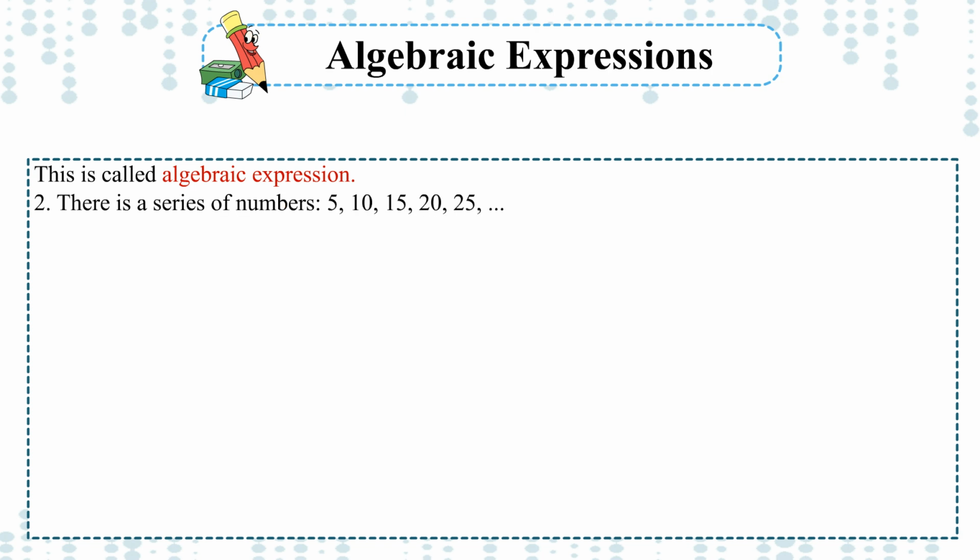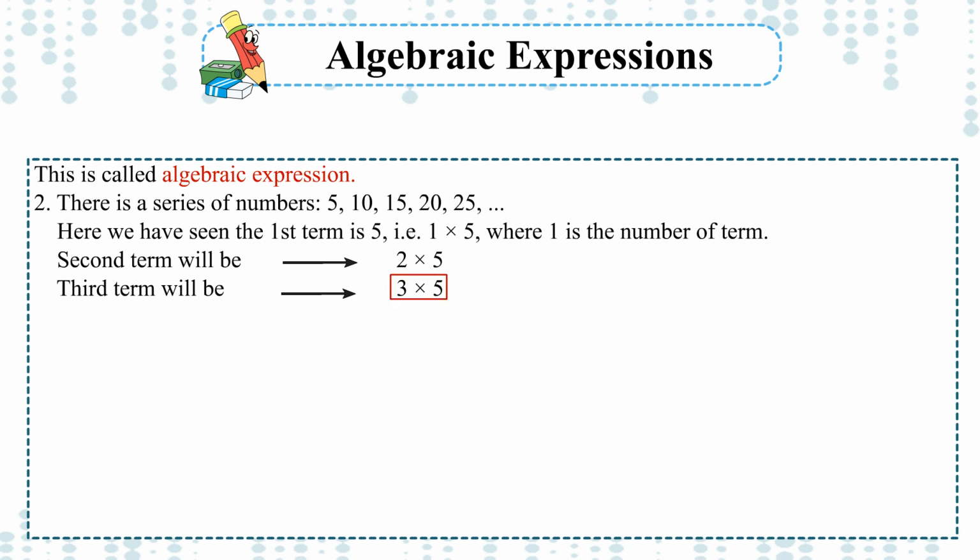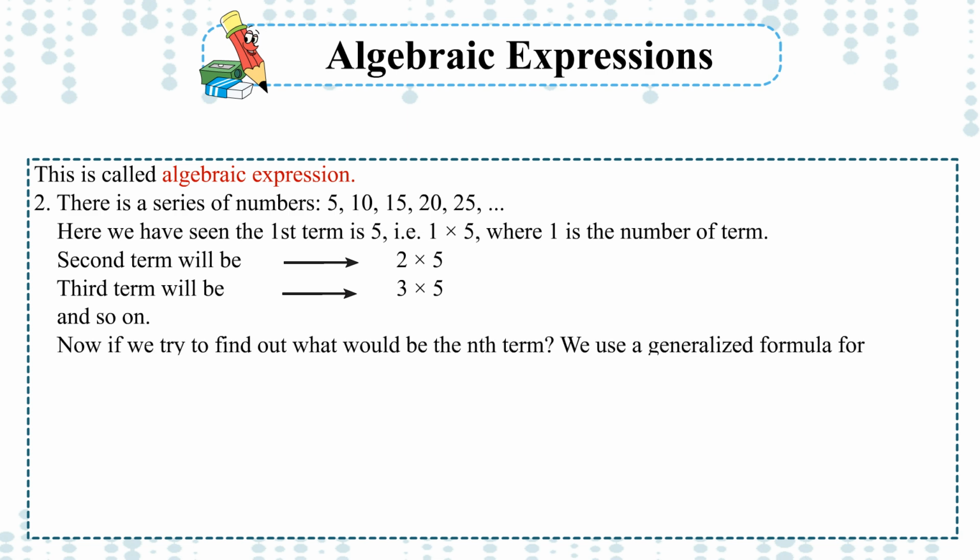2. There is a series of numbers 5, 10, 15, 20, 25. Here we have seen the first term is 5, that is 1 multiply 5, where 1 is the number of term. Second term will be 2 multiply 5. Third term will be 3 multiply 5. And so on. Now if we try to find out the nth term, we use a generalized formula for nth term: n multiply 5.